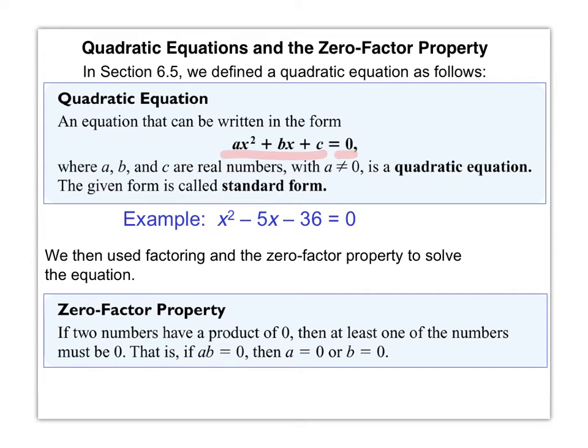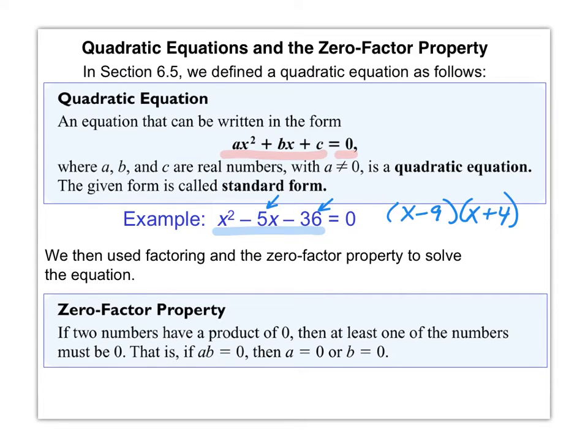We have x squared minus 5x minus 36 equals 0. And we then use factoring and the zero factor property to solve this equation. This is what we looked at. We notice that this is a simple trinomial, and we can factor the trinomial by looking at the factors of negative 36 that will add up to negative 5. And the factors of negative 36 that add up to negative 5 are negative 9 and positive 4. So our factors are x minus 9 and x plus 4.